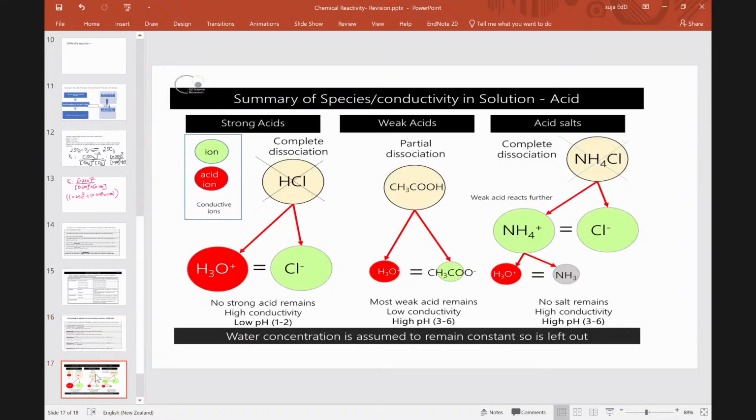This summary helps you a lot, and this again is courtesy of GIZ Science, where I've taken this slide from. So you can go and look at what is a strong acid, what is a weak acid, what is an acid salt. When it is completely dissolving, you see that there is a high conductivity. If it is partially dissolving or dissociating, then you have a low conductivity, and if it's complete, you again have a high conductivity. So this is what we talk about: strong acids, weak acids, and acid salts.